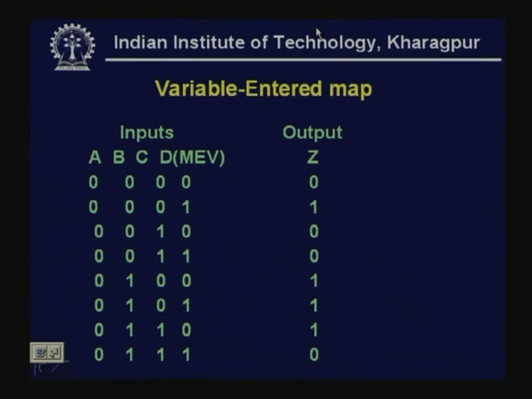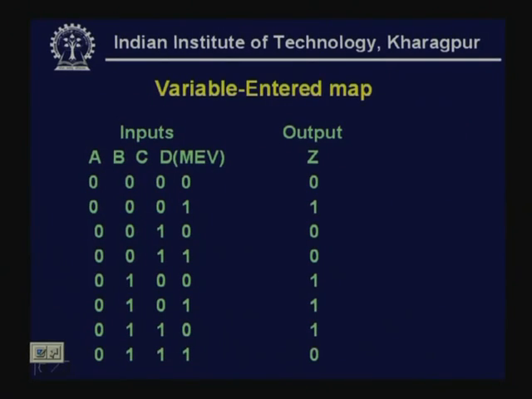Now, we take one four variable example. Say A, B, C, D are the four inputs and output is Z. First we consider the truth table of this four variable function. Truth table means all possible combinations, from 0 0 0 0, 0 0 0 1, to all 1s, and I have to take what will be the output. That means all possible input output combinations are kept, that is the truth table, the tabular representation.